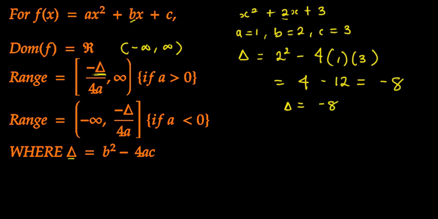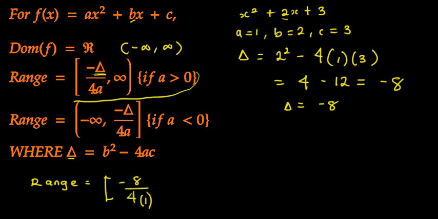Our a is 1, which is greater than 0. So we're going to use this first case. Basically our range is going to be minus discriminant over 4a, which is minus minus 8 over 4 times 1, till infinity, which is equal to 8 over 4, which is 2, so 2 to infinity.